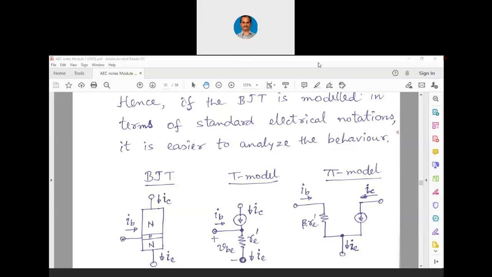Question now: in the pi model, why is beta being multiplied by RE dash? Yes, because the resistance which is at the emitter, we are representing at the base. That's what I told you. The base current is beta times lesser than the emitter current, right? So, if at all we have to represent the resistance at the base, then we can multiply that RE dash by beta. That's all. That is the reason.